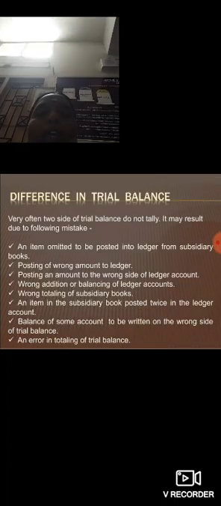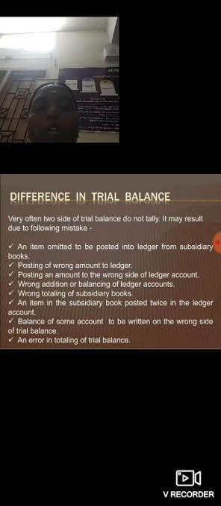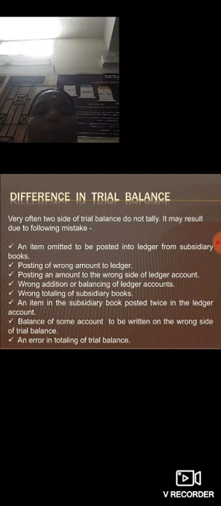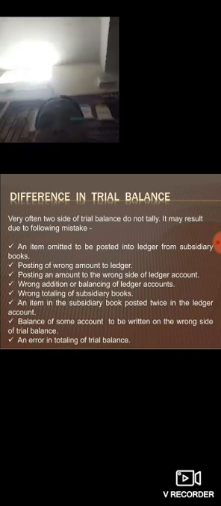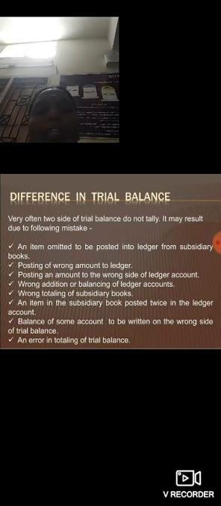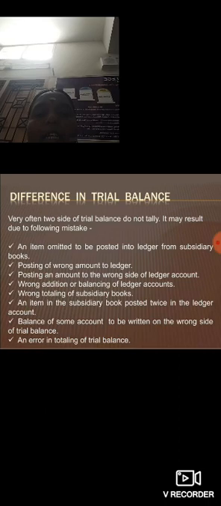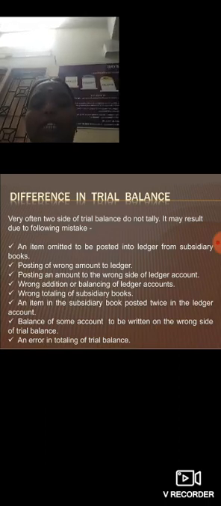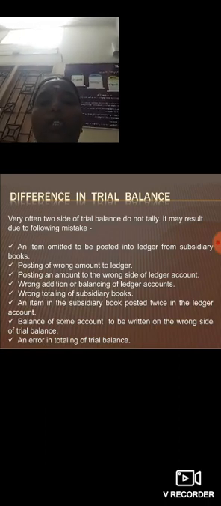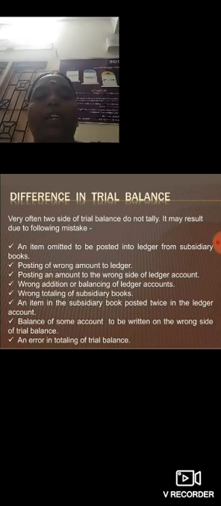So in that case, there will be a difference in the trial balance, either on the debit side or the credit side. In order to equate the totals, we usually prepare a suspense account. These are the reasons why the trial balance has a difference: omission, wrong posting, posting on the wrong side of the ledger account, wrong addition or balancing of the total amount of a ledger account, subsidiary book calculation errors, maintaining a wrong transaction, a subsidiary book entry entered twice in the ledger account, the balance written on the wrong side of the trial balance, and errors in the totaling of the trial balance.